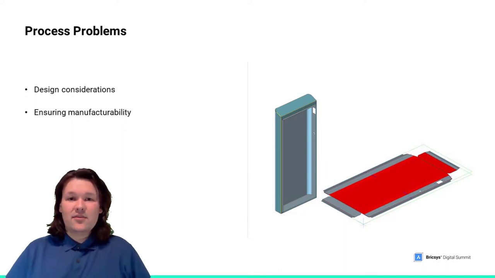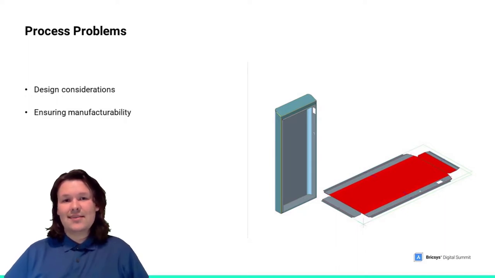There are a lot of considerations to keep in mind when designing sheet metal parts. These considerations are also important for how the part is manufactured. And if some of these things are not considered, there is no guarantee that the design can actually be manufactured.